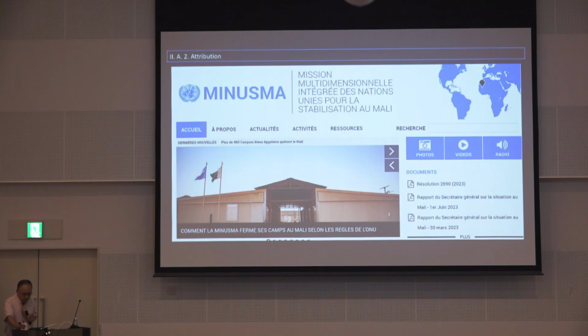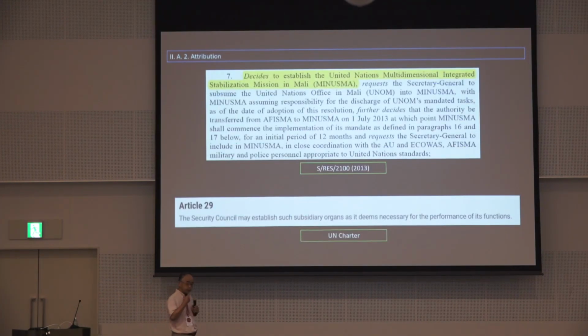But anyway, if you visit the website of this mission, you get all the relevant documents, and you notice that MINUSMA was established first by UN Security Council Resolution 2100, adopted in 2013, which says that the Security Council decides to establish the United Nations Multidimensional Integrated Stabilization Mission in Mali, MINUSMA. This is pursuant to Article 29 of the UN Charter, which entitles the Security Council to establish subsidiary organs. Therefore, each mission dispatched to the ground is a subsidiary organ of the Security Council, according to Article 29 of the UN Charter. Right?